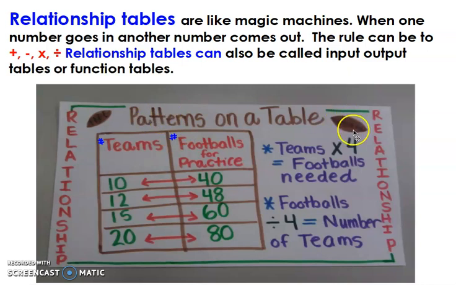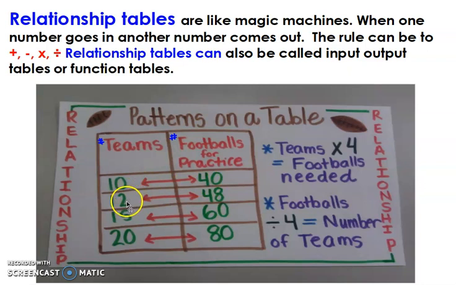This one is patterns on a table. And if you look, you see the number of teams and number of footballs for practice. And we're trying to find out how do these numbers relate to each other? How do you go from 10 to get to 40? So if it's like a magic machine, I put in 10 and I get out 40.